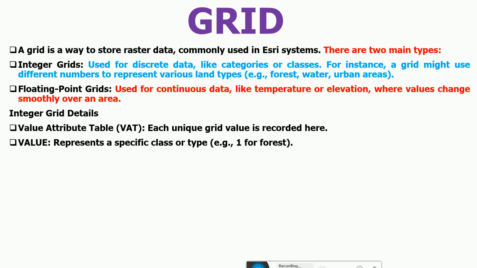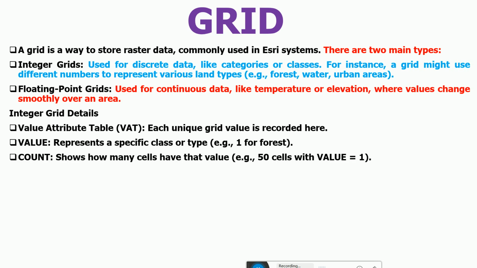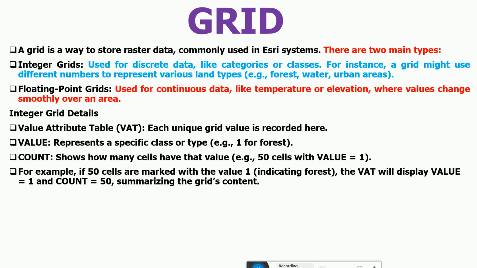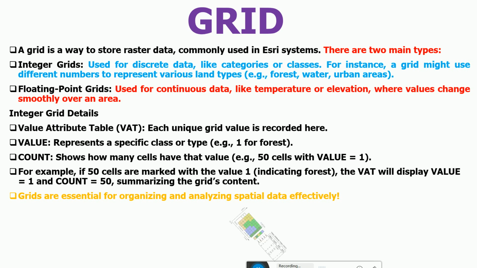Value represents a specific class or type. Example, 1 for forest. Count shows how many cells have the value. Example, 50 cells with value equal to 1. For example, if 50 cells are marked with value 1 indicating forest, the VAT will display value 1 and count 50 and summarize the grid content. So this is the way of storing data inside the grid. Grids are essential for organizing and analyzing spatial data effectively.